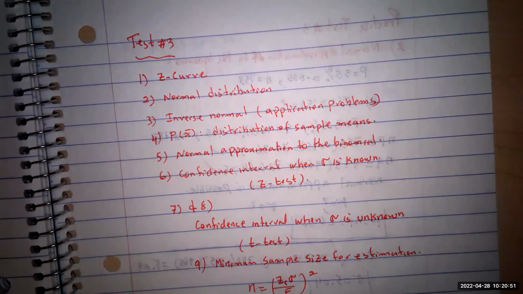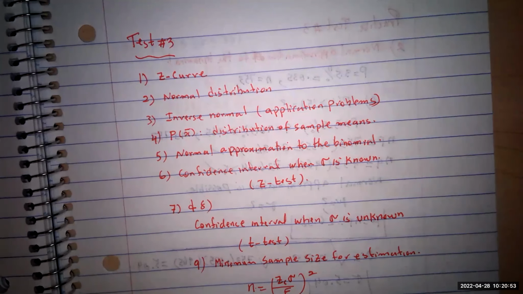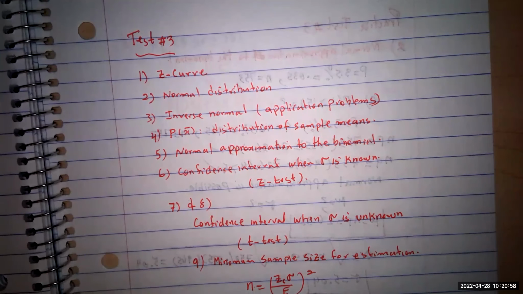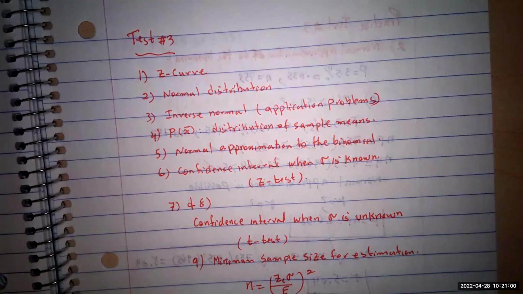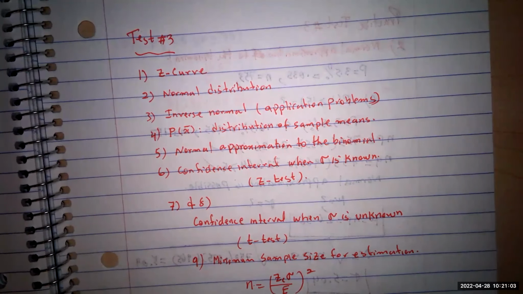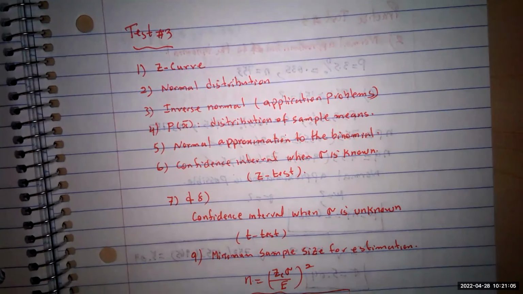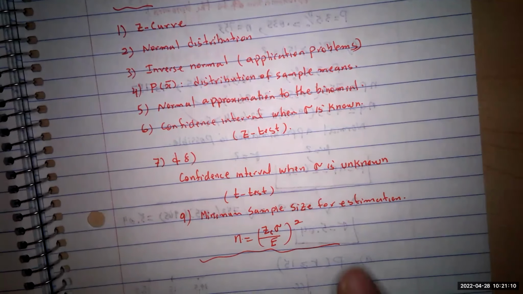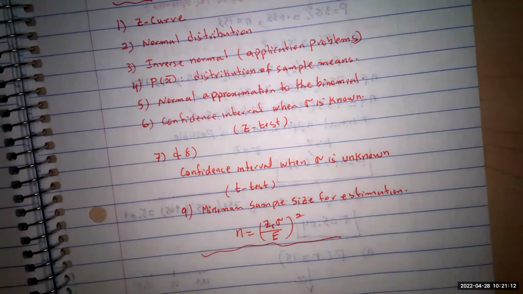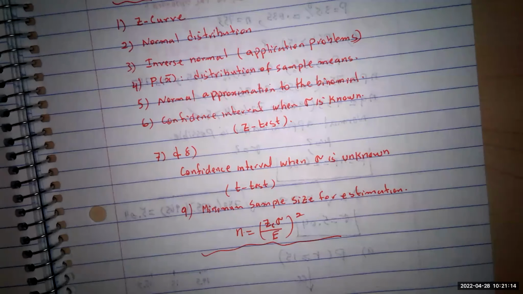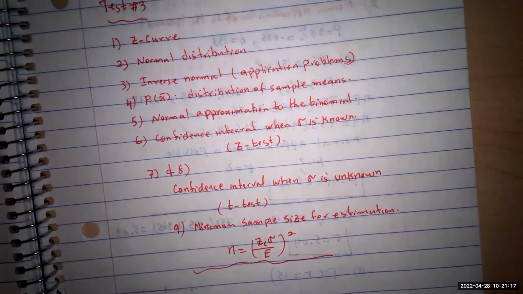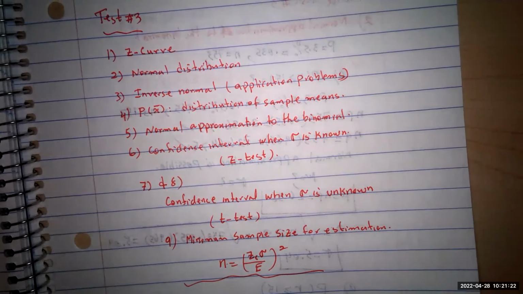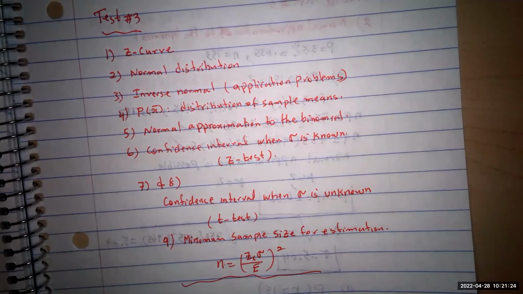Normal distribution, inverse normal, application problems, distribution of a sample mean, P of X bar, normal approximation to the binomial, confidence interval when the sigma is known, and the confidence interval when the sigma is not known, and the minimum size, okay, the minimum sample size problem. So those are the topics that are going to be covered. And you have all of them on this review. So you don't have the normal distribution, you have to check your quiz.